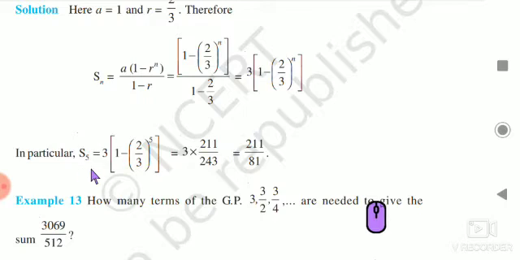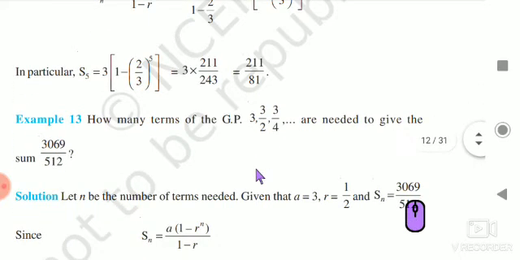In particular, we want to know the sum to 5 terms of the given series. S5 is equal to A into 1 minus 2 by 3 raised to n, that is 5, divided by 1 minus 2 by 3. That is, 1 minus 2 by 3 is nothing but 1 by 3, already we have written it as a 3 there. Or in the above formula, you replace n is equal to 5, we get S5 is equal to 3 into 1 minus 2 by 3 raised to 5. That gives 3 into 211 divided by 243, which gives 211 divided by 81. This 211 divided by 81 represents the sum to 5 terms of the given geometric series.